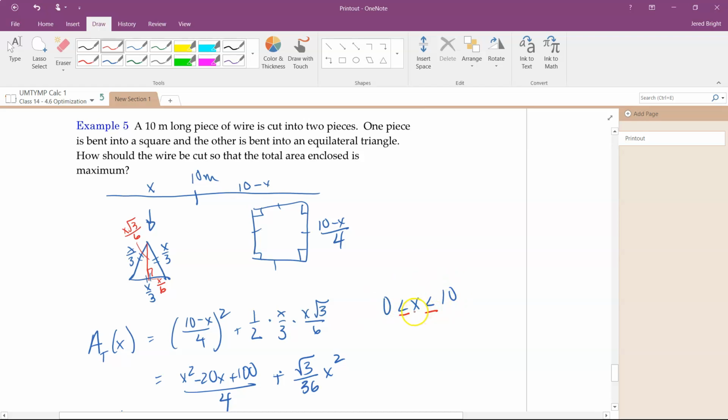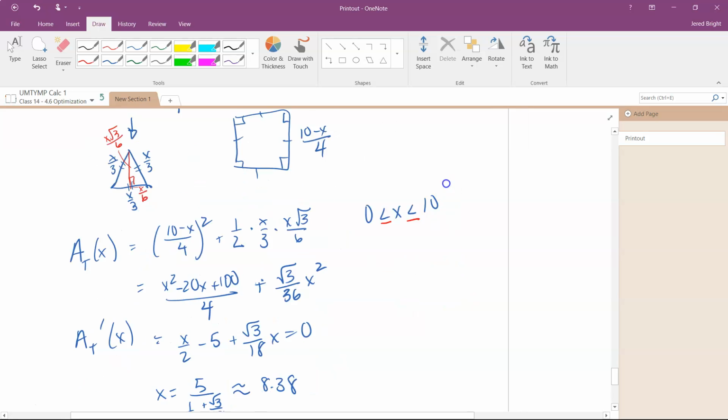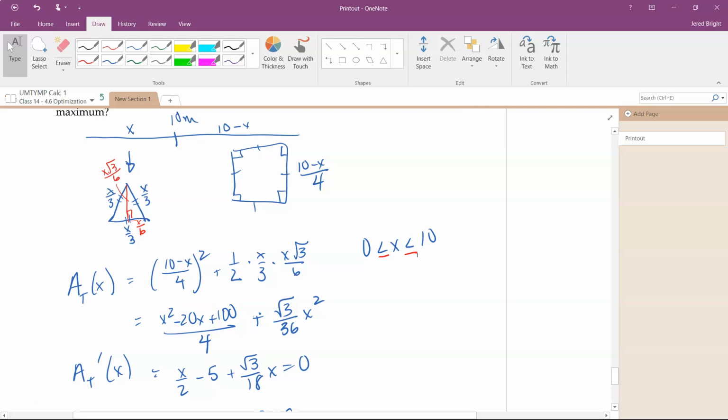That just means that if we allowed x to be 0 or 10, we would have either only a square or only an equilateral triangle. And if we think about this in context, that could be okay. So where should we cut? And the answer is we don't. So if we look at x and A of x, we would technically need to check 0, our critical point of 8.38, and 10, and see what we get.